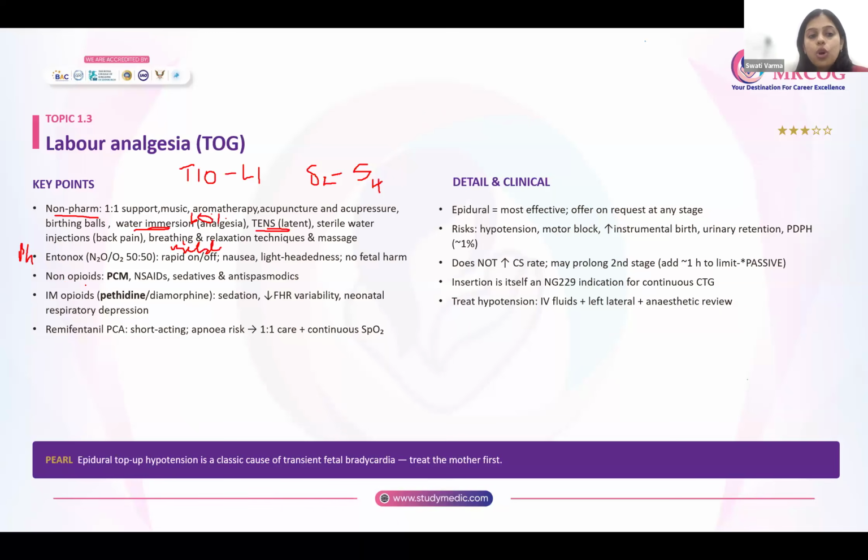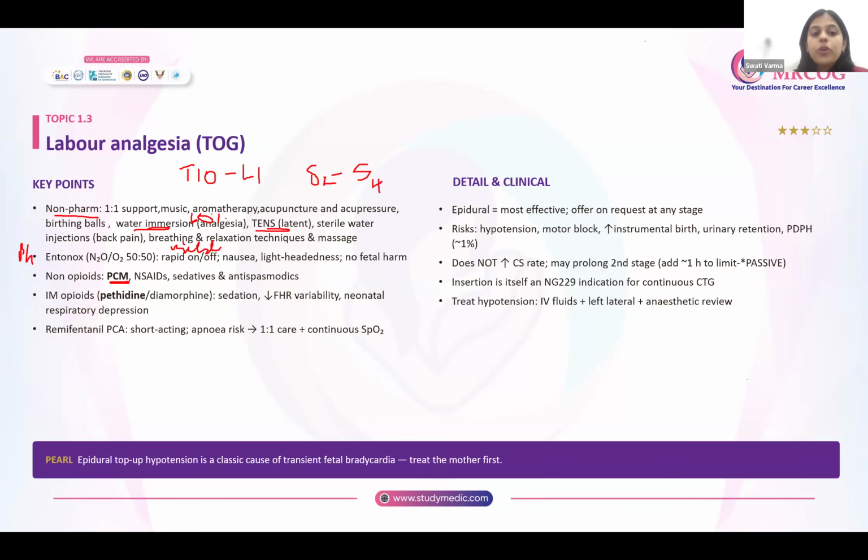Next, coming to non-opioids and opioid analgesics. In non-opioids, the most popularly used is PCM. However, PCM can deal with mainly mild to moderate type of pain. Agents like NSAIDs, sedatives, and antispasmodics are not very commonly used in UK. If PCM is not beneficial, they usually switch to opioid analgesics.